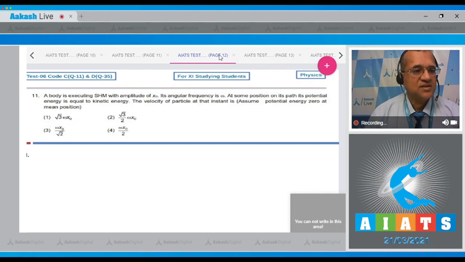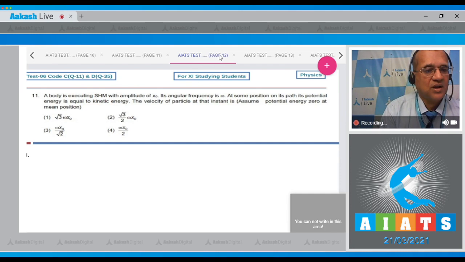Question number 11 says that a body is executing simple harmonic motion with an amplitude of x naught. Its angular frequency is given as omega. At some position on its path, its potential energy is equal to its kinetic energy. What is the velocity of the particle at that instant?